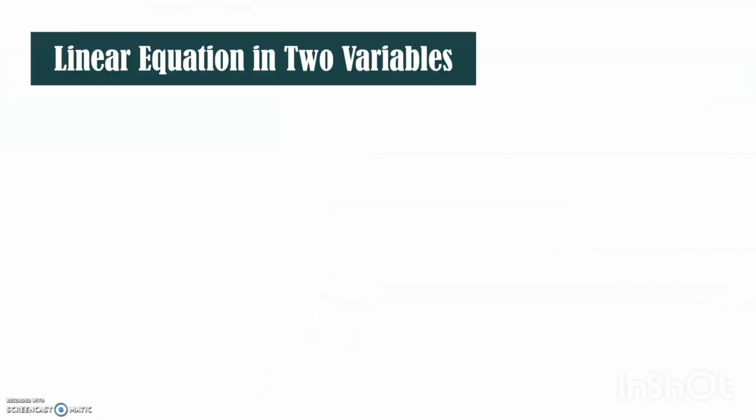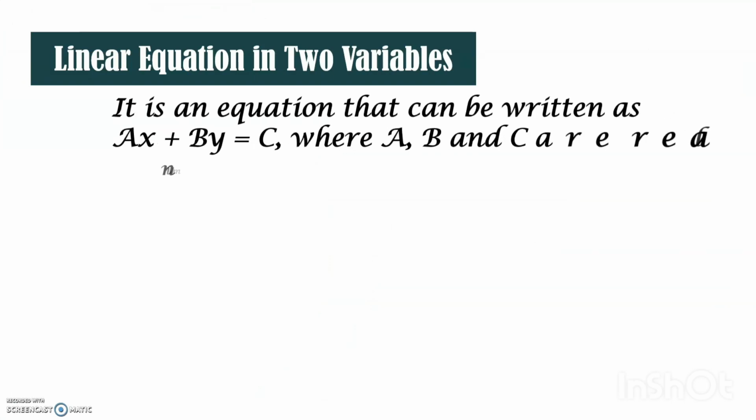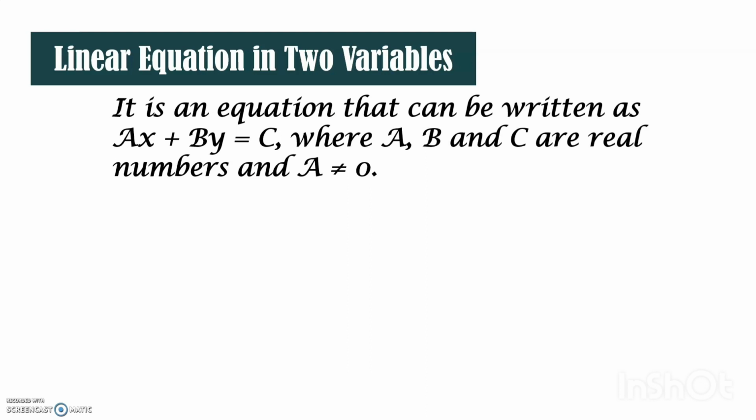What are these linear equations in two variables? When we say linear equation in two variables, it is an equation that can be written as ax plus by is equal to c, where a, b, and c are real numbers and a is not equal to 0. The numbers a and b are called the numerical coefficients of the equation, and the number c is called the constant of the equation.